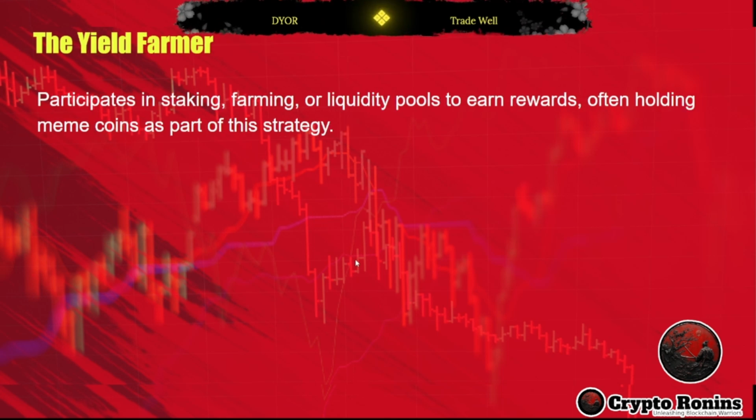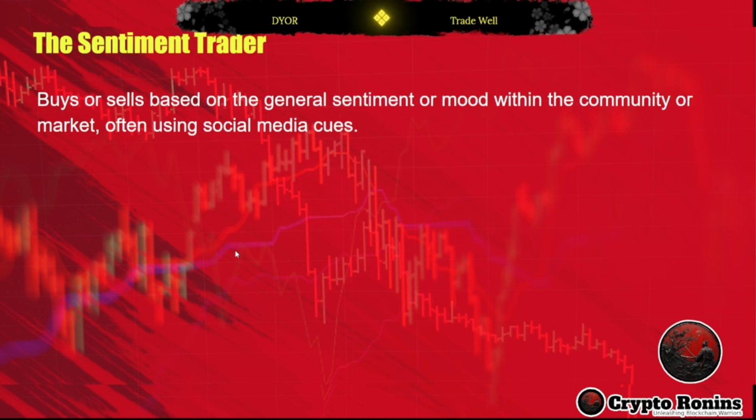The yield farmer. Now, the yield farmer participates in staking and farming or liquidity pools to earn rewards. They often hold meme coins as part of their strategy in multiple different sections and staking them. And in later videos, we'll talk more about what staking and farming are, but it's a long-term mentality, and you've got to be rock solid in your thoughts and what you want to do with that coin.